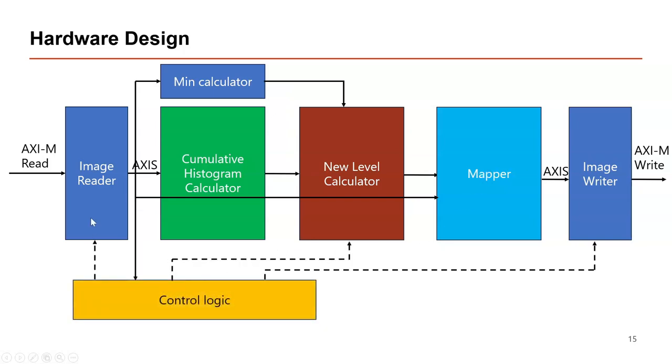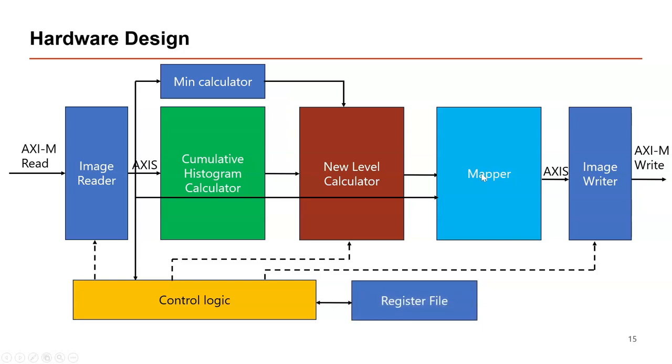Now there will be a control logic which basically does all the control operations. For example, it decides when to read from memory, and of course we need to read twice. So when to read the first time, when to read the second time, that is decided by the control logic. Same way, like I said, I'll be taking 255 clock cycles for calculating this new level. So when to start this calculation is again decided by the control logic. Same way, there will be a control signal going to the image writer, and only when this signal comes, it will start writing the first image to the memory.